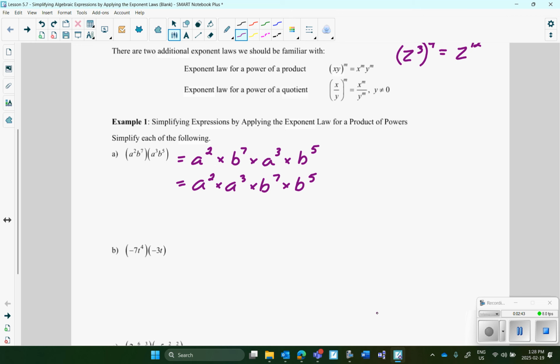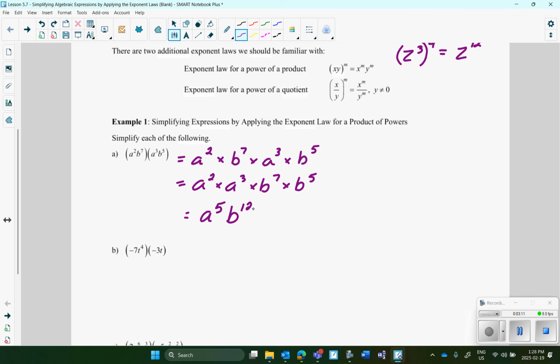And what's a to the 2nd times a to the 3rd? Add the exponents, a to the 5th. What's b to the 7th times b to the 5th? B to the 12th. And then I can't multiply those 2 into a single power, so I just leave it like that. We don't have to show all this work. I'm just showing you how we can do it.